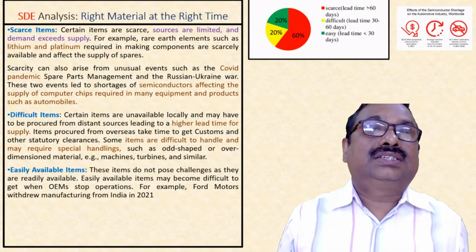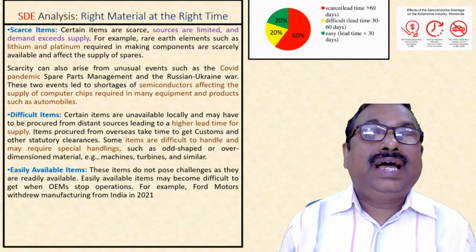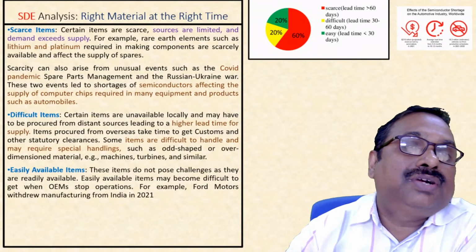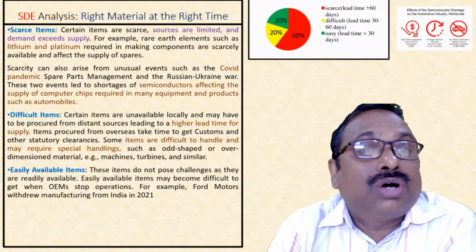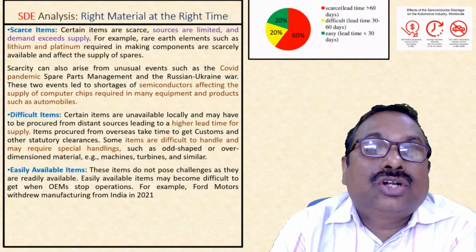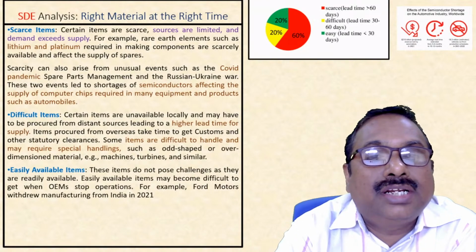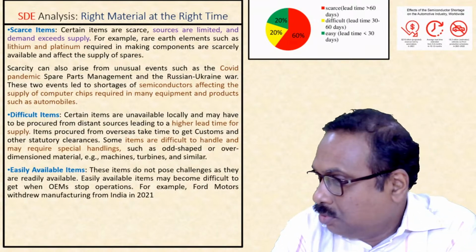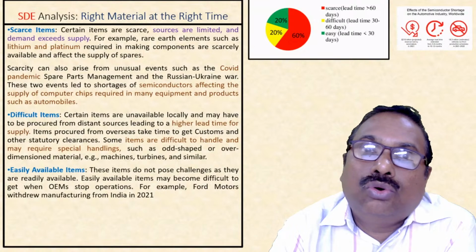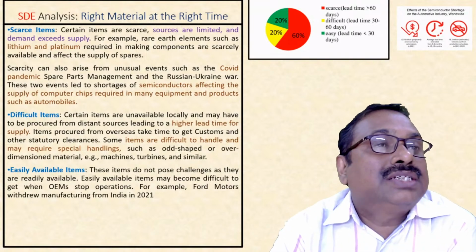Certain items are scarce, sources are limited, and demand exceeds supply. You have more demand than supply. For example, rare earth elements such as lithium and platinum, required in making components, are scarcely available and affect the supply of spares. Scarcity can also arise from unusual events such as the COVID pandemic and the Russia-Ukraine war. These two events led to a shortage of semiconductors, affecting the supply chain of computer chips required in many equipment and products such as automobiles. If you remember, in the COVID situation, both the Maruti plants in two locations stopped due to the non-availability of these semiconductors. So that is a scarce item.